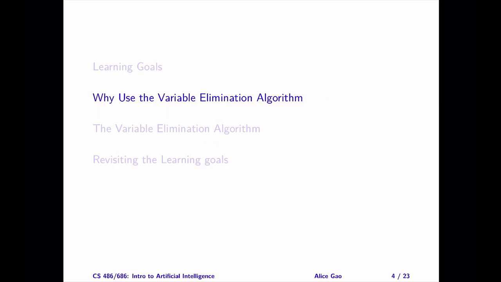That's everything for this video. Let me summarize. After watching this video, you should be able to do the following. Calculate the probability by using the joint distribution. Calculate the probability by using the high-level idea of the variable elimination algorithm. Explain the high-level idea of the variable elimination algorithm. Explain why it leads to a more efficient approach of calculating the probability.